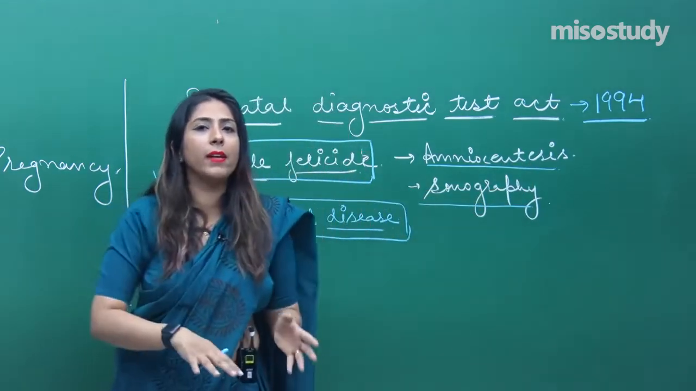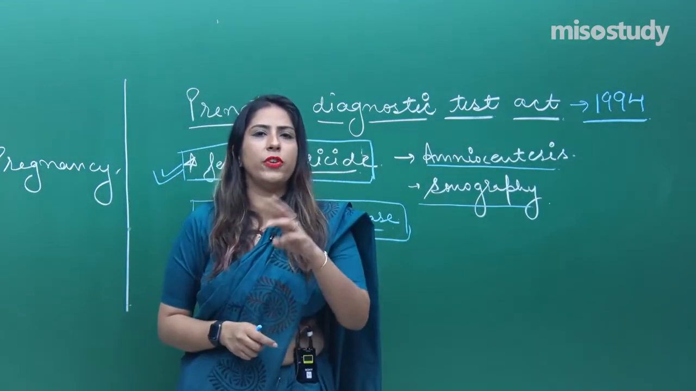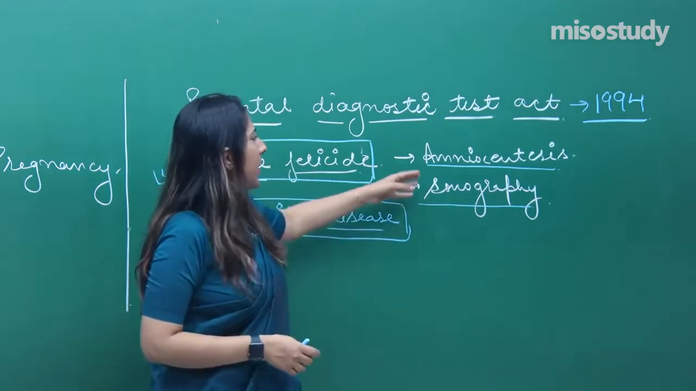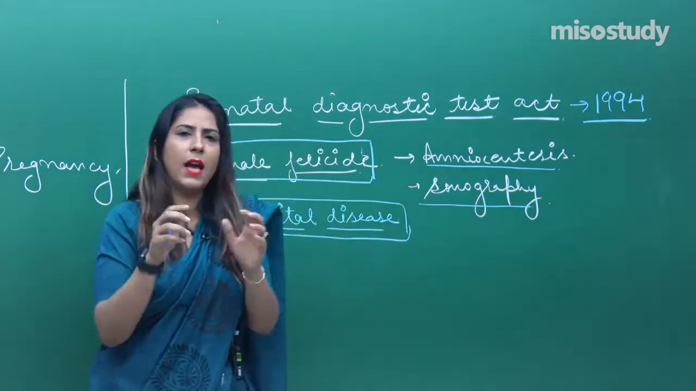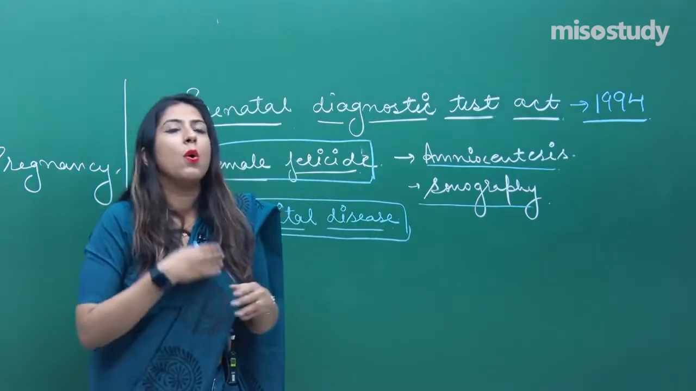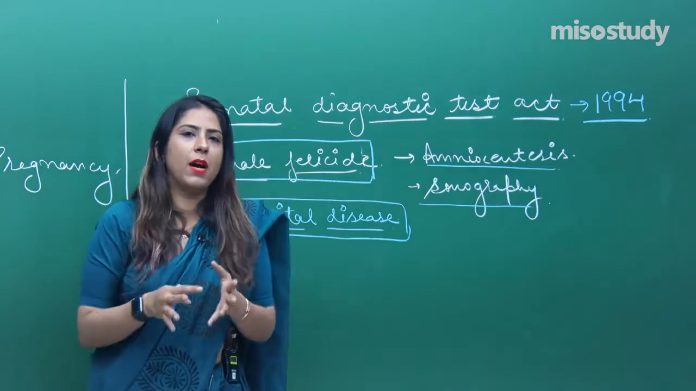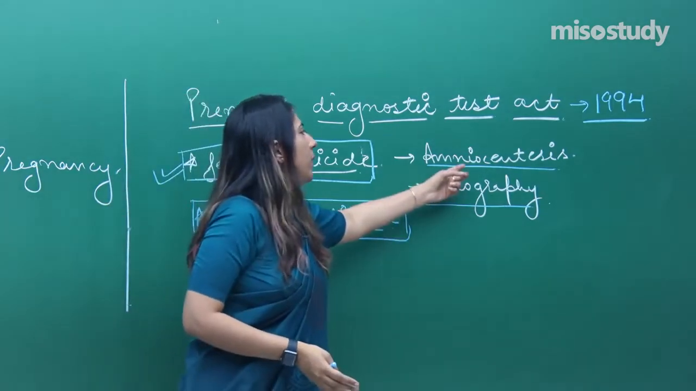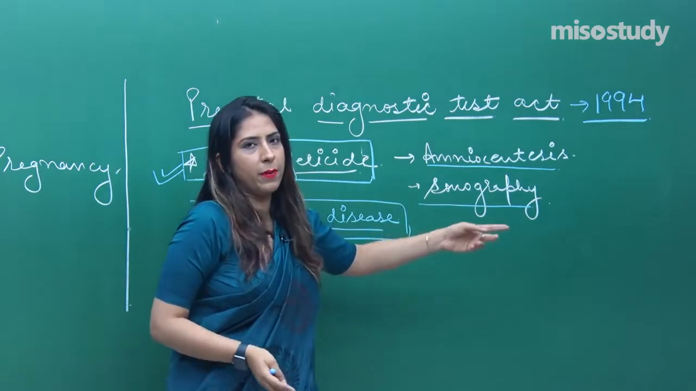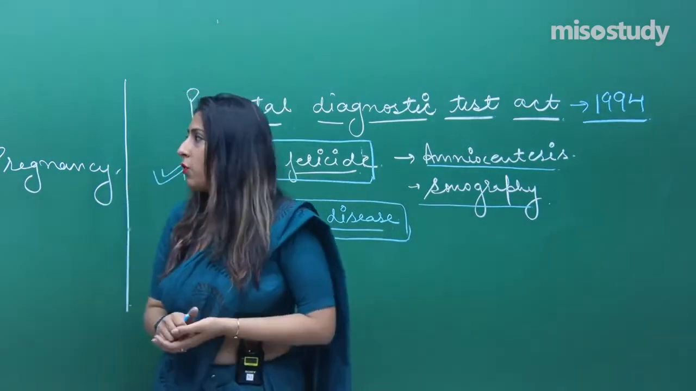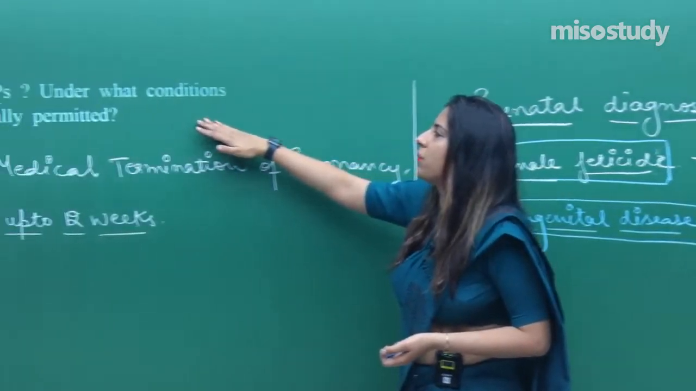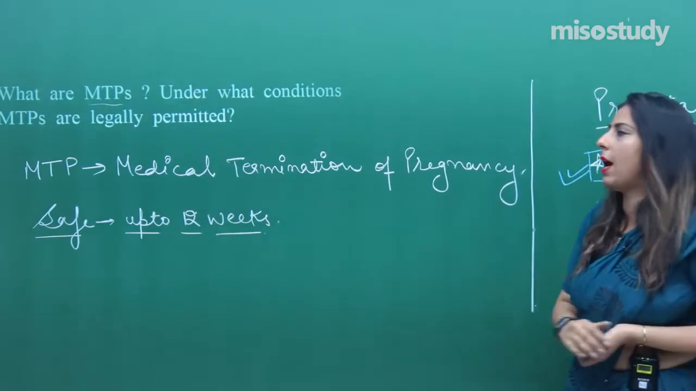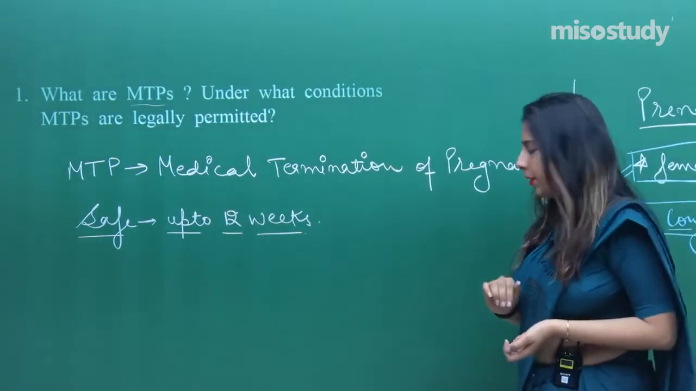Depending upon the marking of the question, if the question is of 3 marks or 2 marks, you can just write these two procedures by name, that's it. You don't need to explain. When this question comes in 5 marks, then you have to explain what you mean by amniocentesis and what you mean by sonography. Right, students? So this was our first question, medical termination of pregnancy and under what condition the MTP is legally permitted.